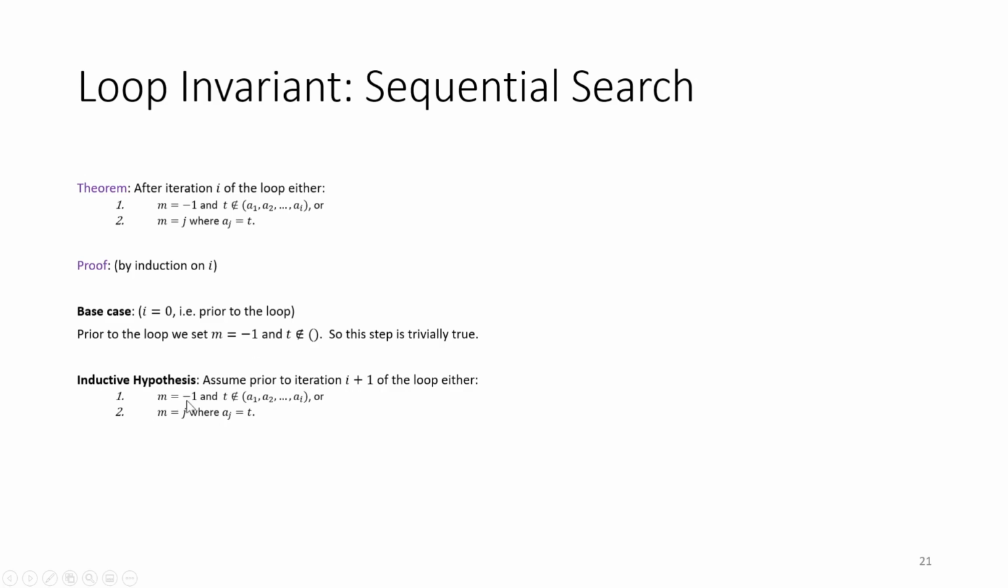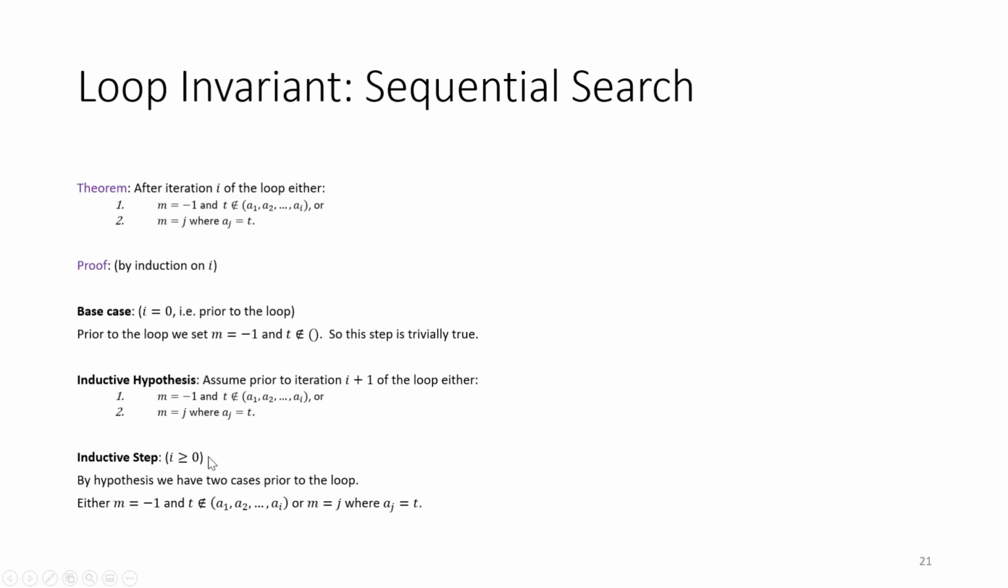We have m is equal to -1, expressing that we haven't found the target yet. Or it's also possible prior to iteration i plus 1 that we maybe have found it in one of the earlier steps, in which case m will already be set to j. Now why is this going to be important? Well, we're going to see that this establishes in the step the cases that we can argue from. Prior to iteration i plus 1, m is going to have some value. So we're going to now use that to set up our cases.